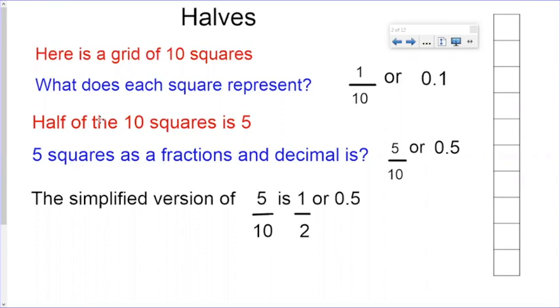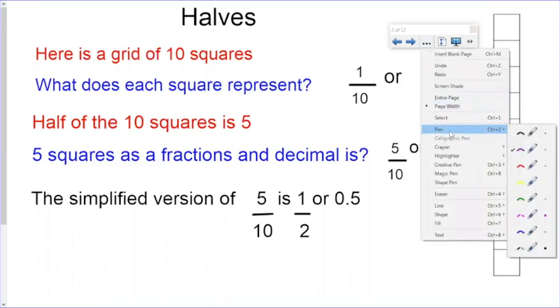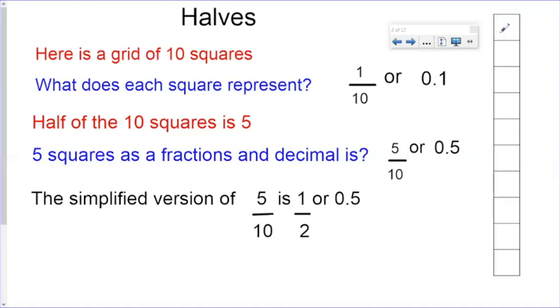What happens if half of the 10 squares are coloured? So 5 of the squares, let's have a look. Let's just quickly colour those in, very roughly. 1, 2, 3, 4, 5. We can now say that half of this group of 10 squares is coloured in. So that would represent 5/10 or 0.5, because 5/10 means 0.5.